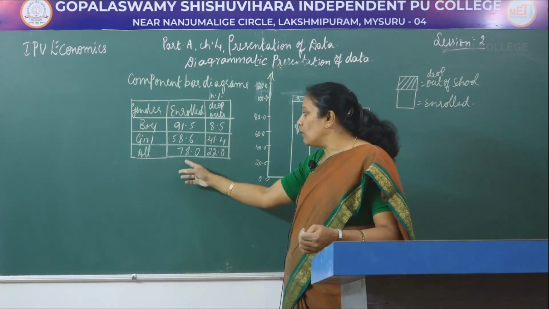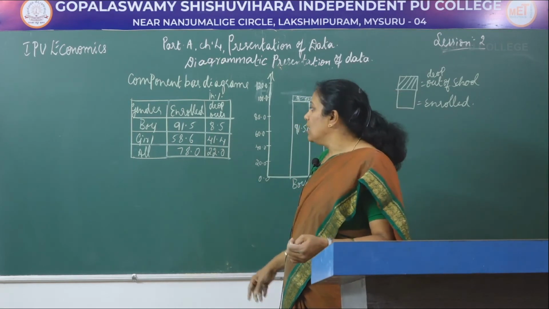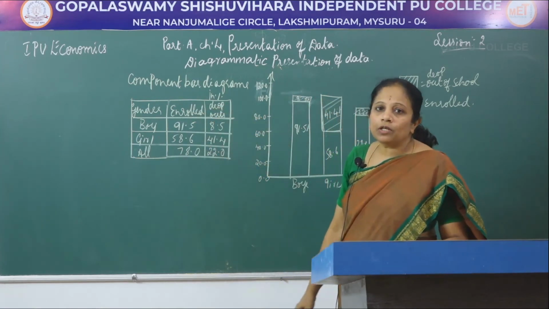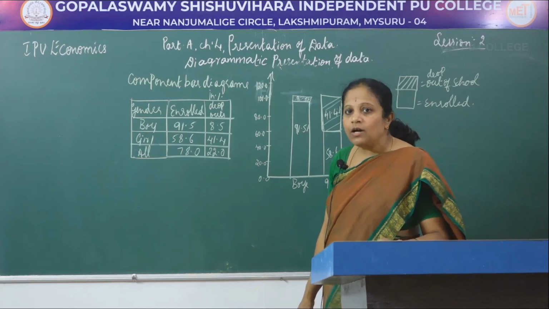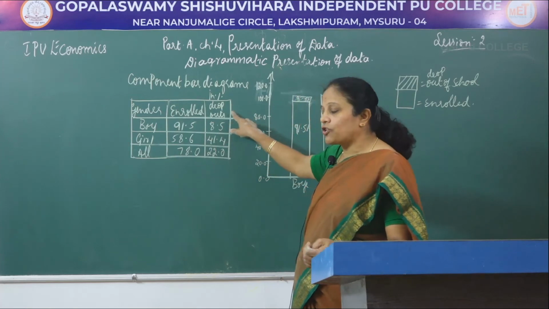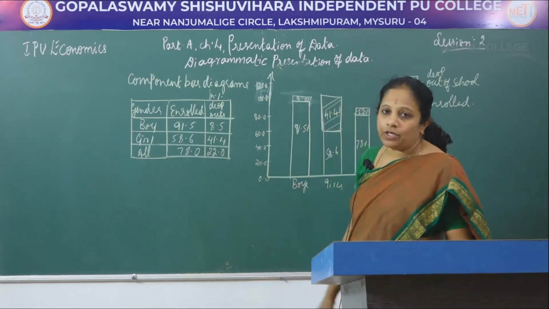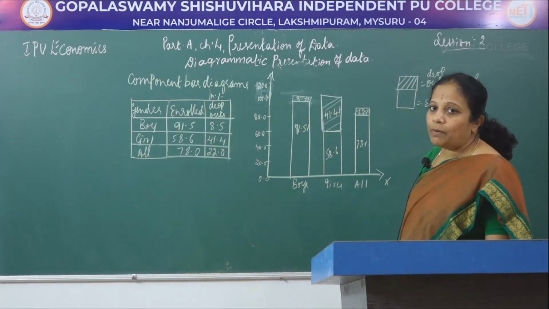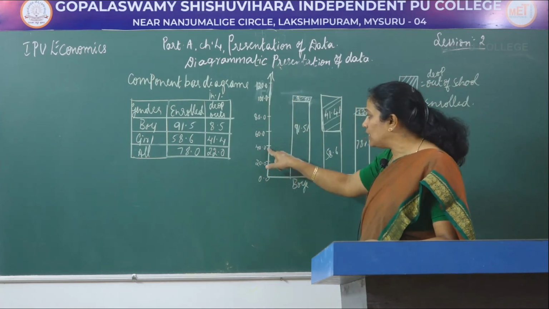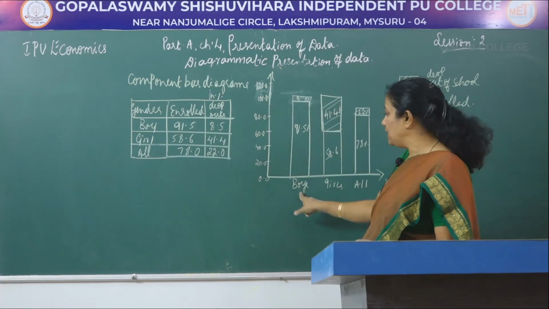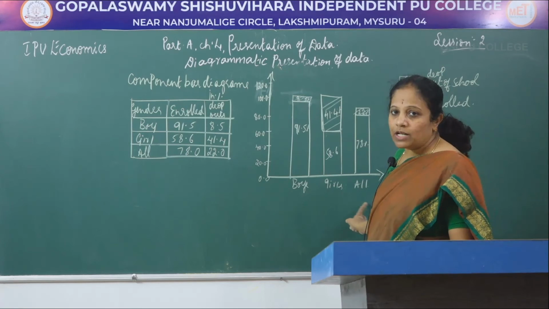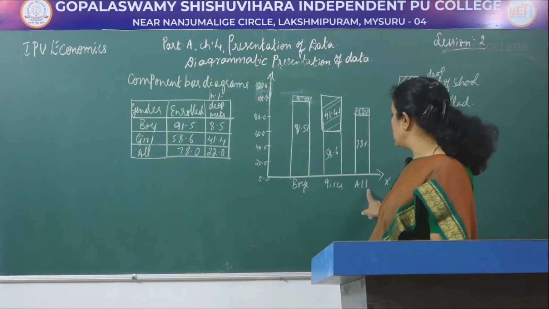And in all, they have attended only 78% who have enrolled, and among the total percentage of the students who have enrolled, we have only 78% here, and among the dropouts we have only 22 here. So in the component bar diagram, in the y-axis we have mentioned the percentages, and here we mention the characteristics or the attributes like boys, girls and all.